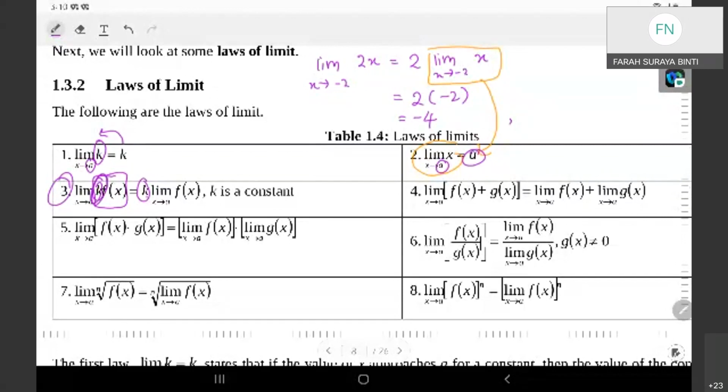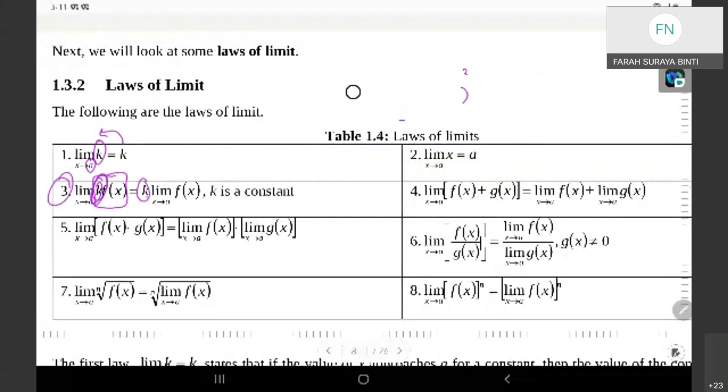Okay. Law of limit number 4. It involves limit with addition, addition of two limits. The first function plus the second function, then we have limit here. For example, limit x approach 2, we have function 2x square plus 4x.